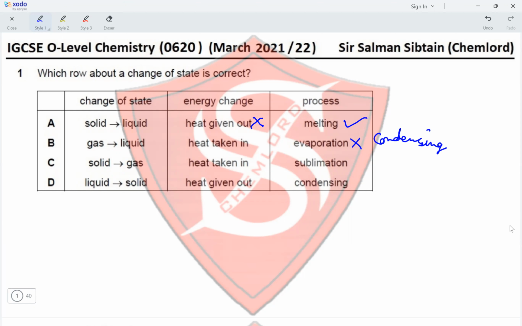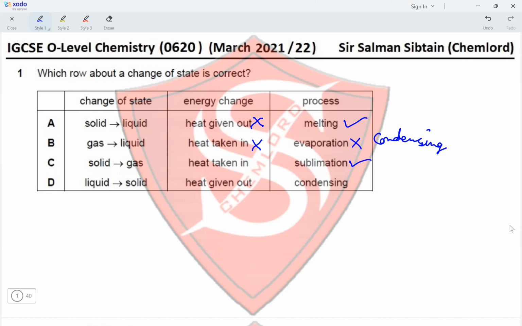And during condensing, heat is given off because when the gas turns to liquid, the change of state requires energy to be given off so that the lesser energy molecules come together and take the state of a liquid. So heat taken in is incorrect as well. Next is solid to gas. Now going from solid state to gas is a process called sublimation. So the process given is correct.